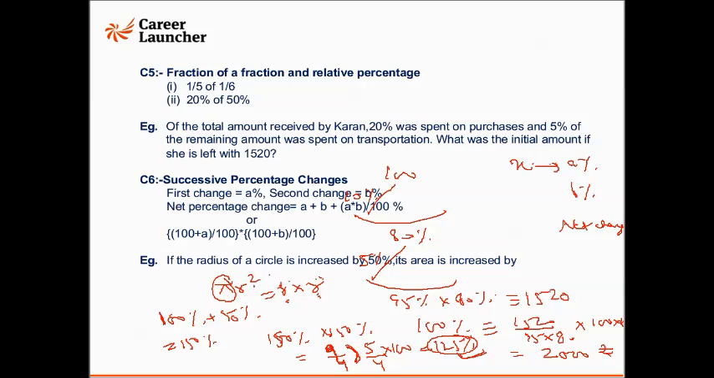Either you do it one way, or the second method is to use this formula, A plus B plus AB by 100. Like 50 plus 50, then 50 into 50 divided by 100, so you will get 25 here. So the total is 125%. This trick is going to help you while solving successive percentages. So this is the net change. My area will increase by 125% if we increase the radius by 50%. Correct?